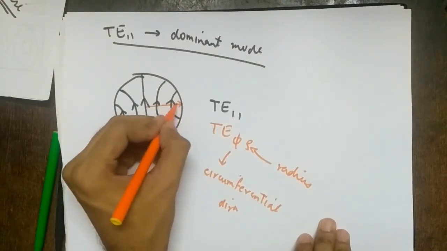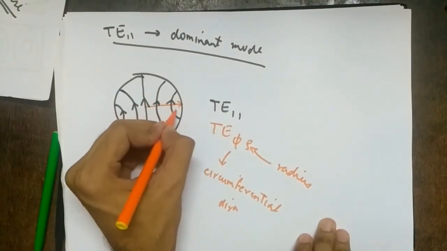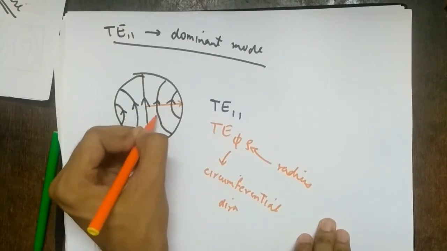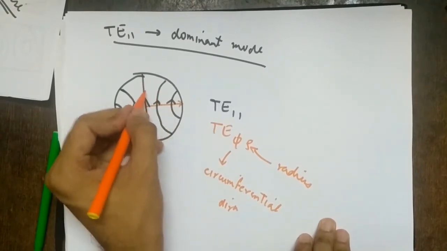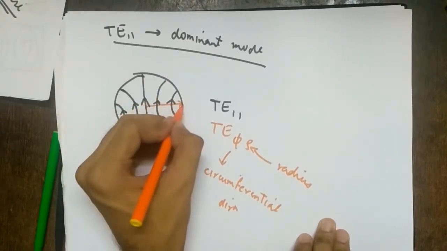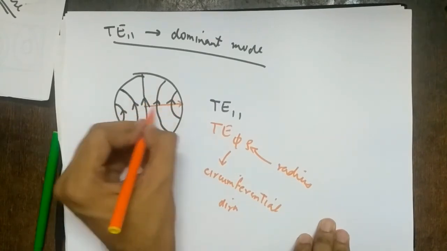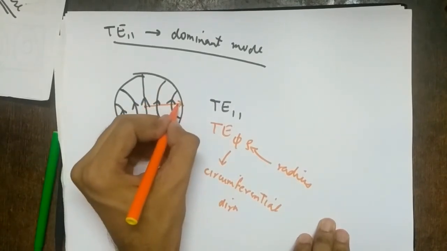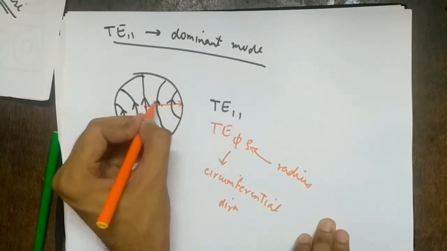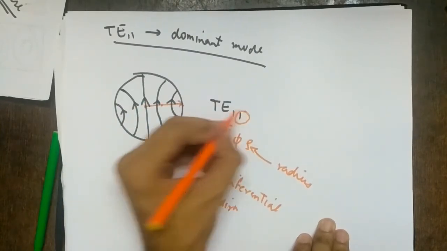If you see this in software, you will see that the arrows have different colors. Different colors indicate that the amplitude is changing. It will be minimum here and maximum at the center, right? So you are getting a half cycle variation, and that corresponds to this one.